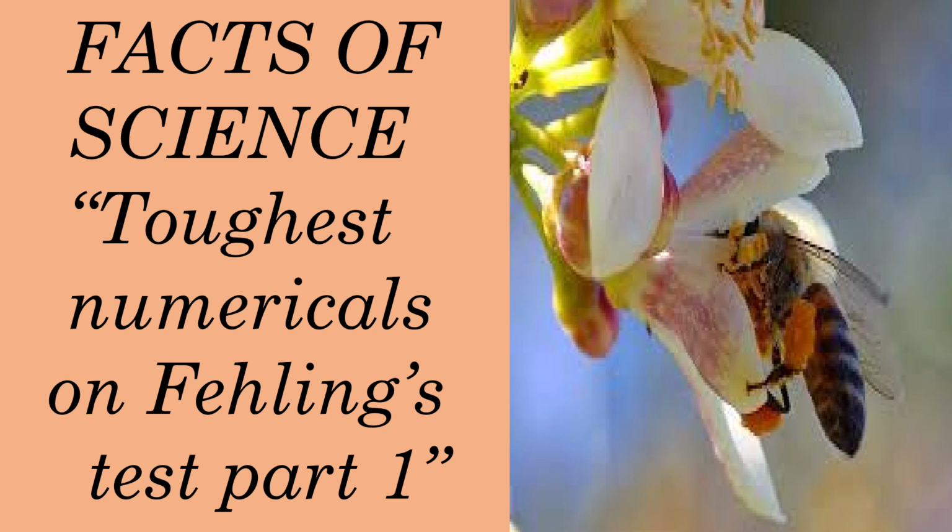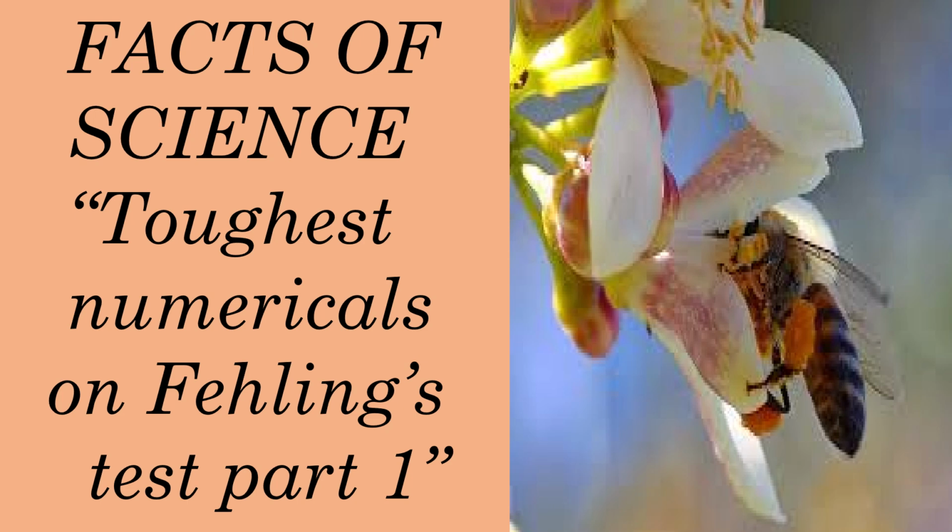What is the procedure of this test? Fehling solution A contains copper sulfate, that is blue color. Fehling solution B contains potassium sodium tartarate in strongly basic medium, that is sodium hydroxide. For this test, we have to add equal amount of Fehling A and Fehling B, add sample, that is aldehyde or reducing sugars, and heat. If the test is positive, then red precipitates are formed. If test is negative, then blue color remains same.